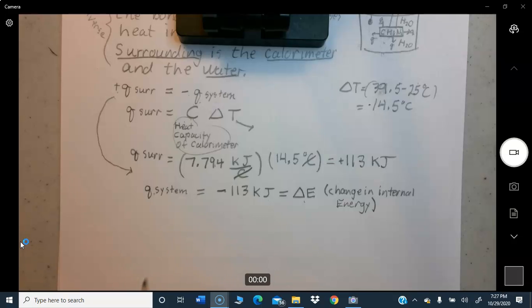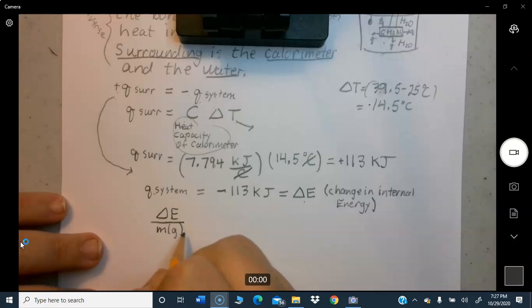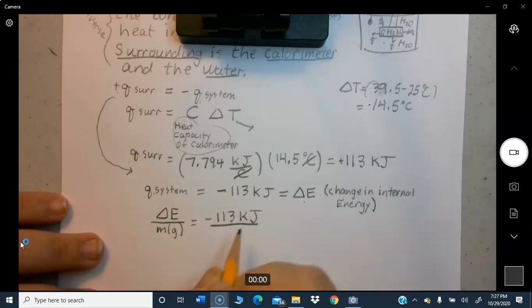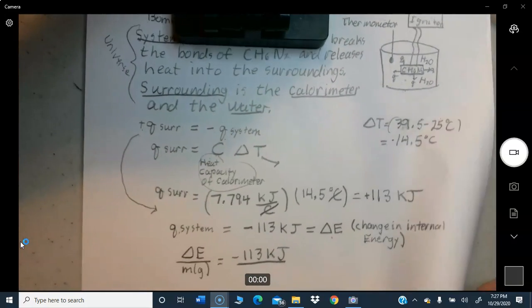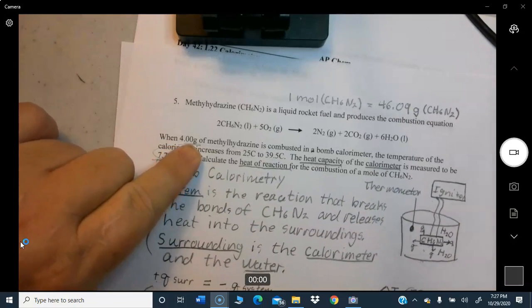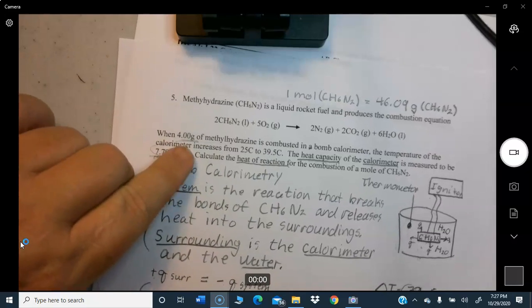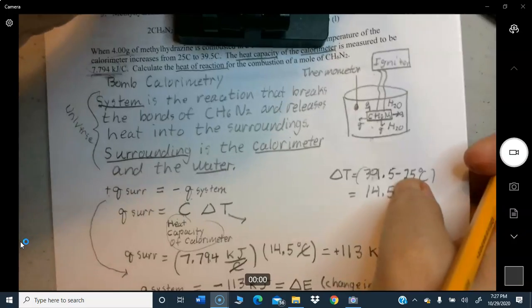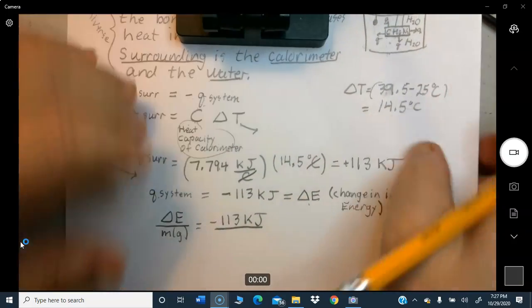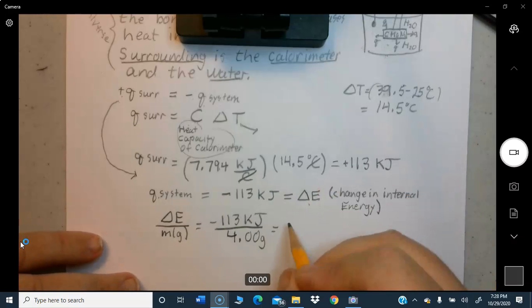Now, if you wanted to know it per gram, per unit mass in grams, again, the mass that we use is the mass of the substance, 4.0 grams. That's where all the energy is coming from. It's not coming from the water. It's not coming from the calorimeter. It's coming specifically from here. So if we want to know how much energy we're getting per gram of that rocket fuel, we're going to divide by the number of grams only of the rocket fuel. And that gives us negative 28.3.